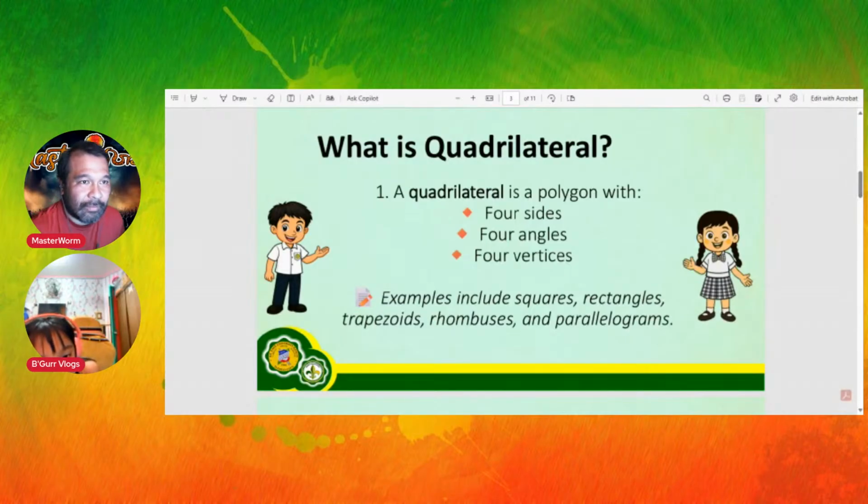A quadrilateral is a polygon with four sides, four angles, and four vertices. Examples include squares, rectangles, trapezoids, rhombuses, and parallelograms. All right, good. So those are the examples.